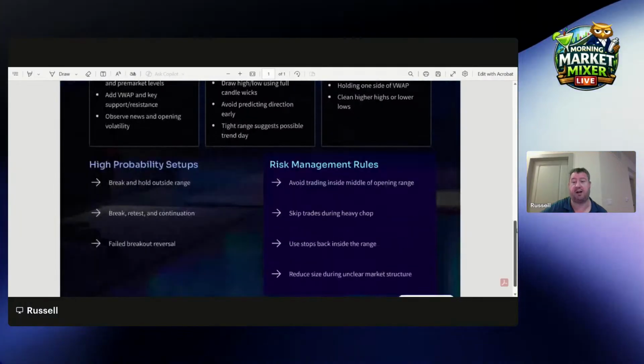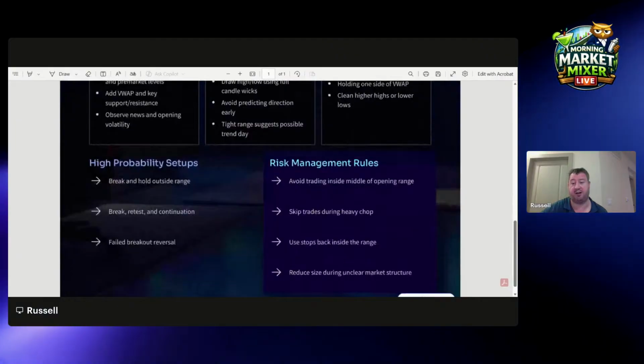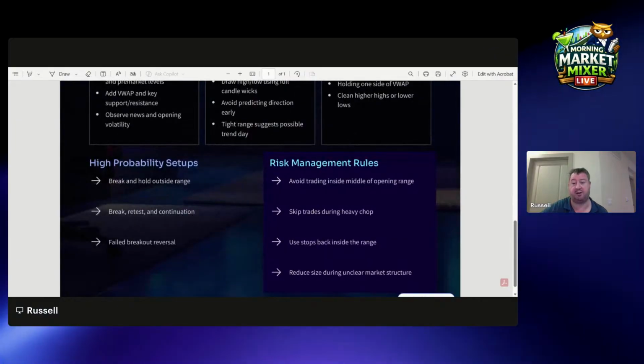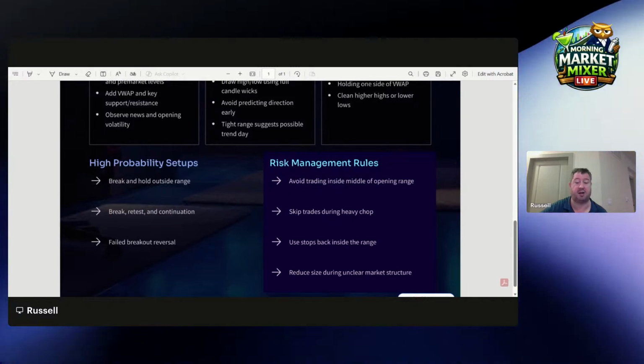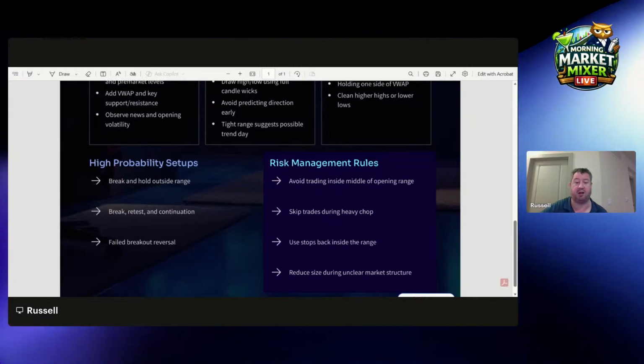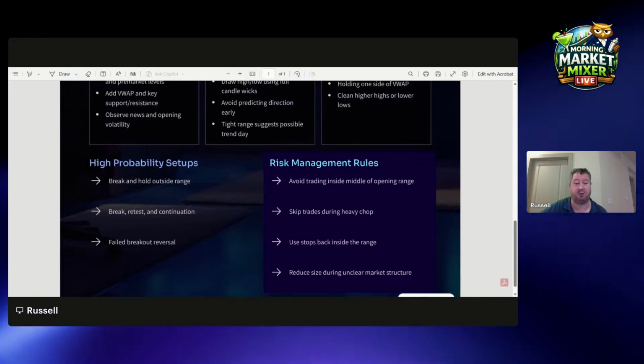So we're only looking at very high probability setups. The setup is simple, but it's not easy to trade. You've got to have a few key characteristics. Things like the break and retest and continuation are really what to look at, and not just a simple break outside of the range. And so we're going to be avoiding trading inside the middle of the opening range.